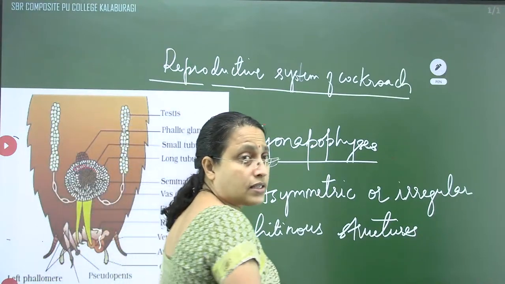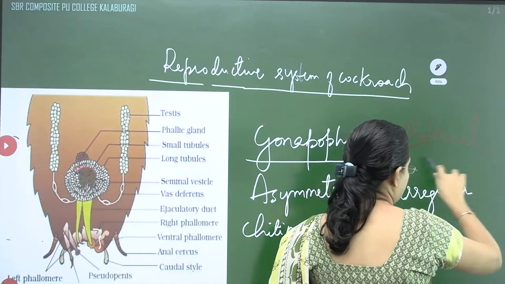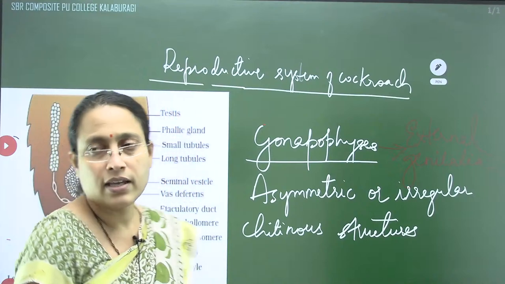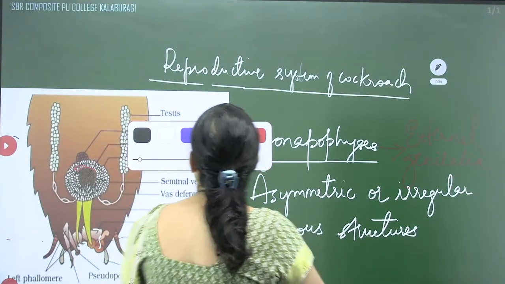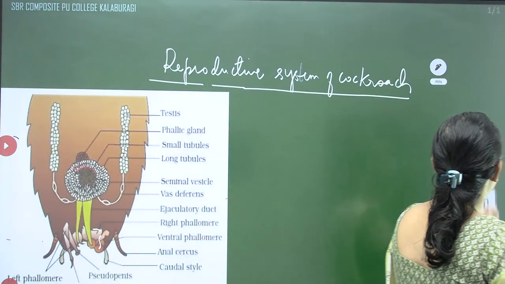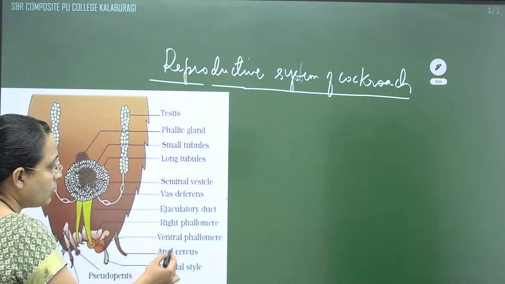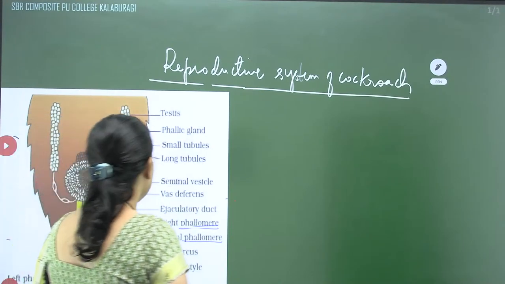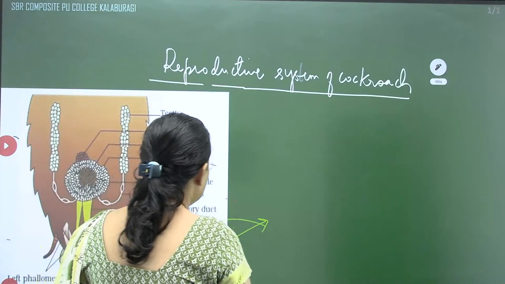So these gonapophyses are comparable to external genitalia. They are also called external genitalia in the male. So this was about the gonapophyses. Now you can see those gonapophyses have another name. What name do they have? Phallomere. They are also called phallomeres.